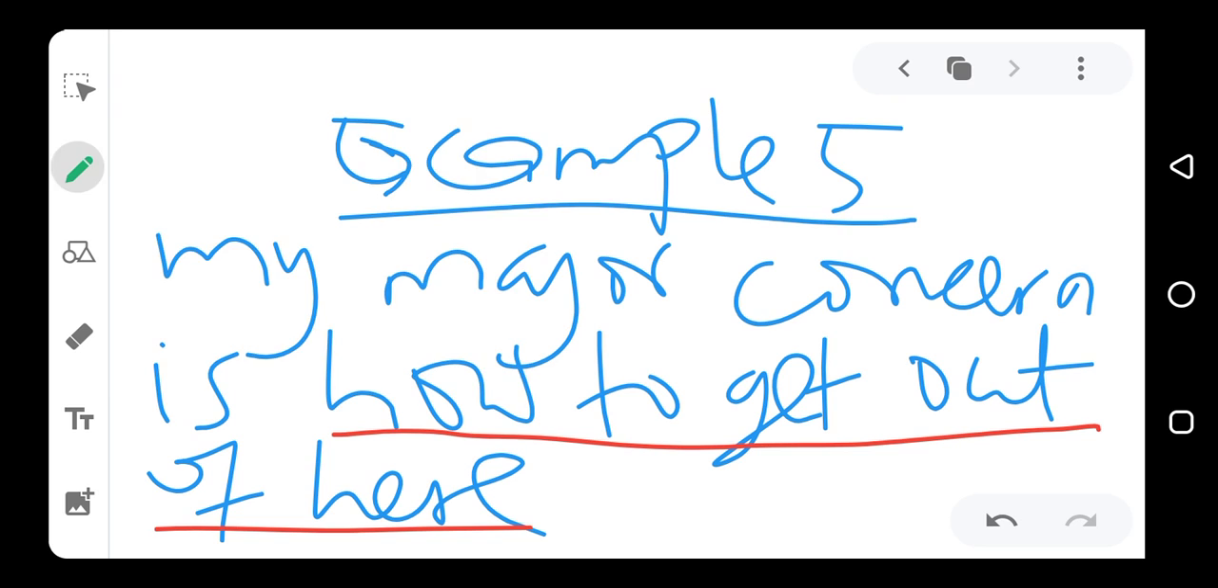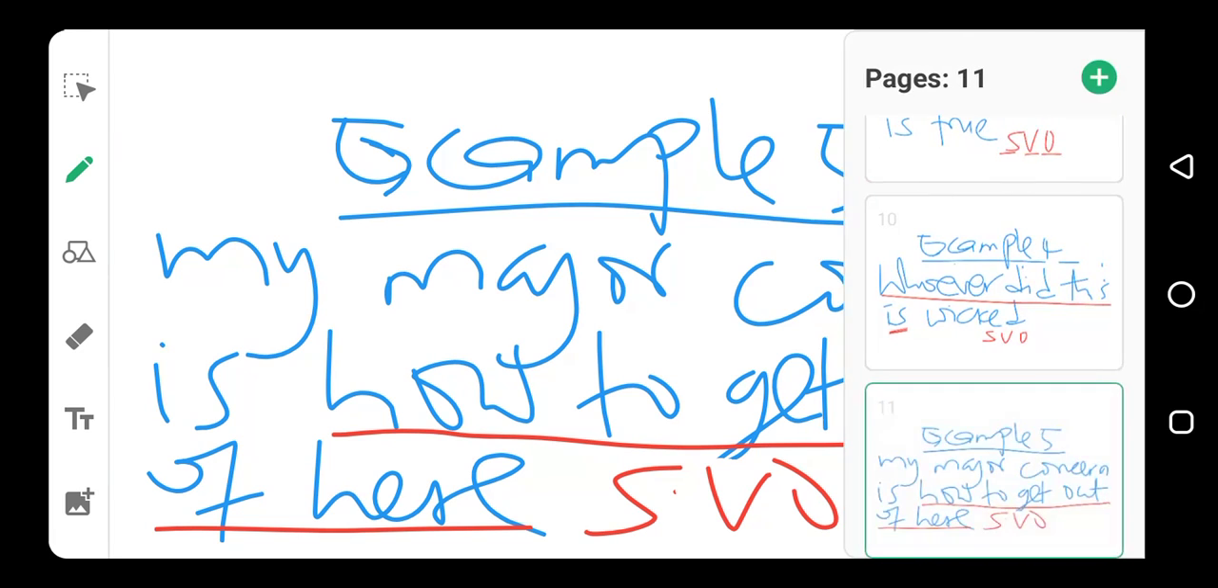It follows when we put SVO as a simple sentence. This is coming immediately after a verb. This is acting as an object in the sentence. The noun clause here is acting as an object in the sentence.